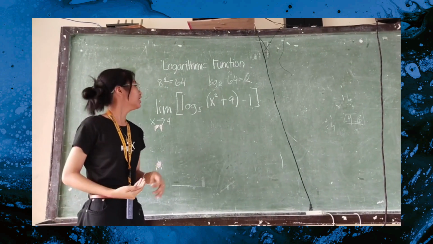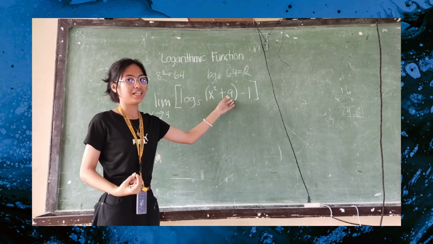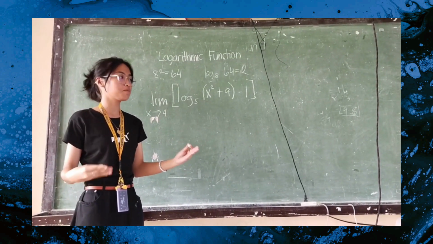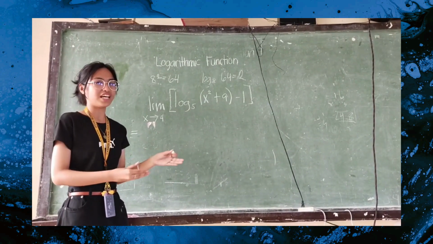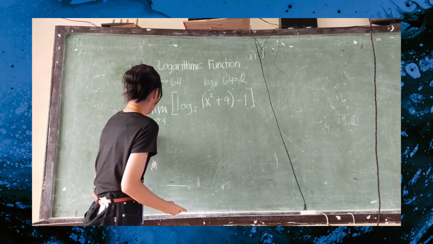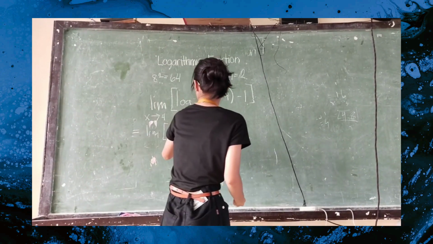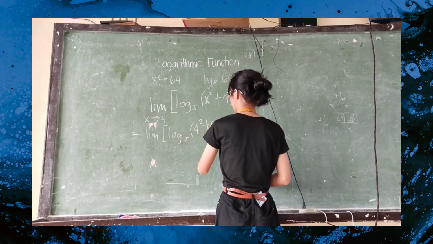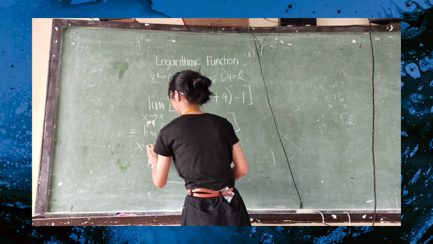Another example would be the limit of log base 5 of x squared plus 9, minus 1, as x approaches 4. First, we should substitute 4 for x. As stated by Rule 6, the limit of x as x approaches c is equal to c. So this would be written as the limit of log base 5, where x turns into 4, so that would be 4 squared plus 9, minus 1, as x approaches 4.